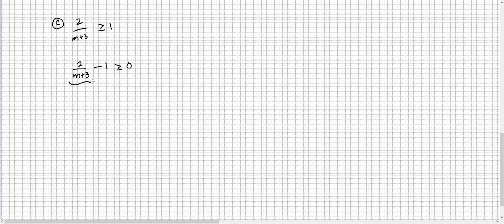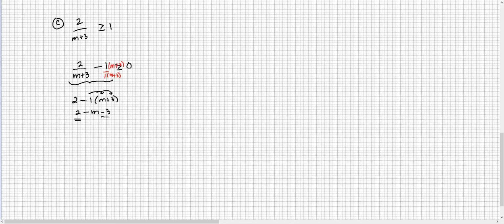And then we notice that we have 2 terms on the left, so we have to get a common denominator. Remember, this is already over 1. So we have to multiply this by n plus 3 over n plus 3. Right, and your numerator is going to be 2 minus 1 times n plus 3. And remember, when you distribute that 1, you got to distribute the negative sign as well. So this is 2 minus n minus 3.